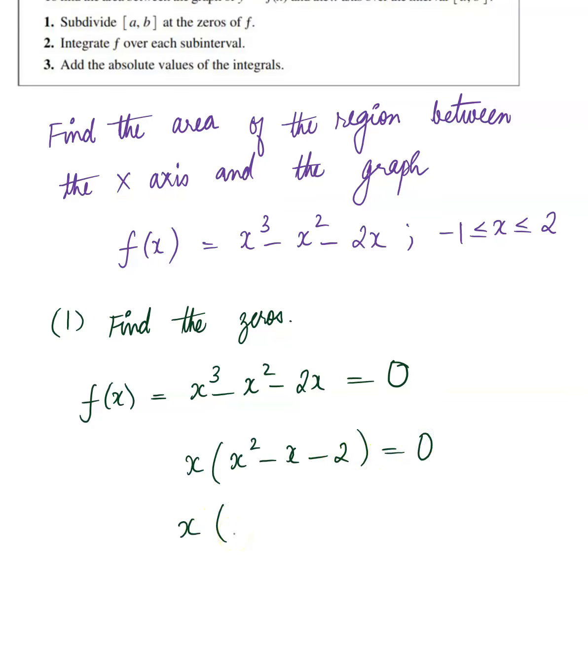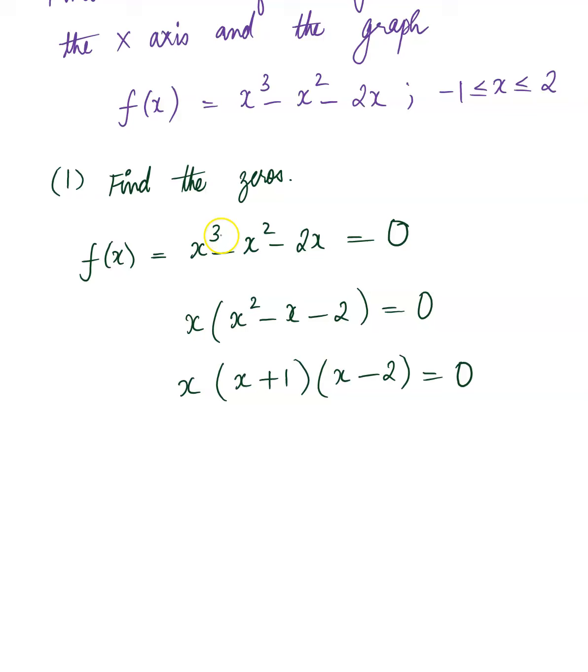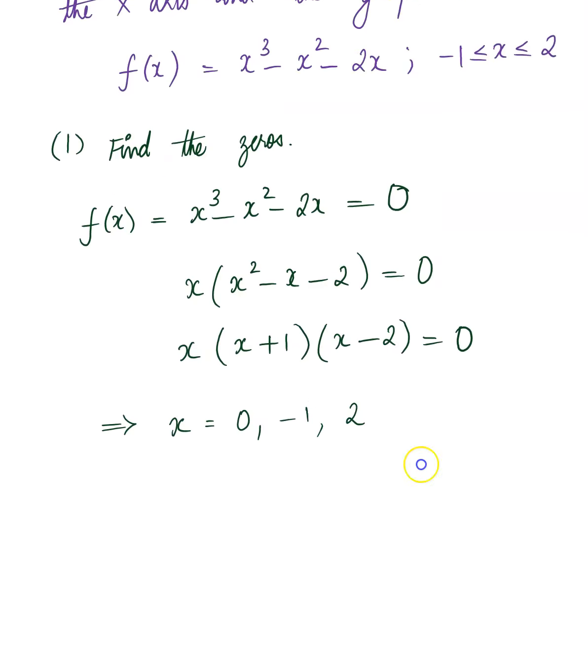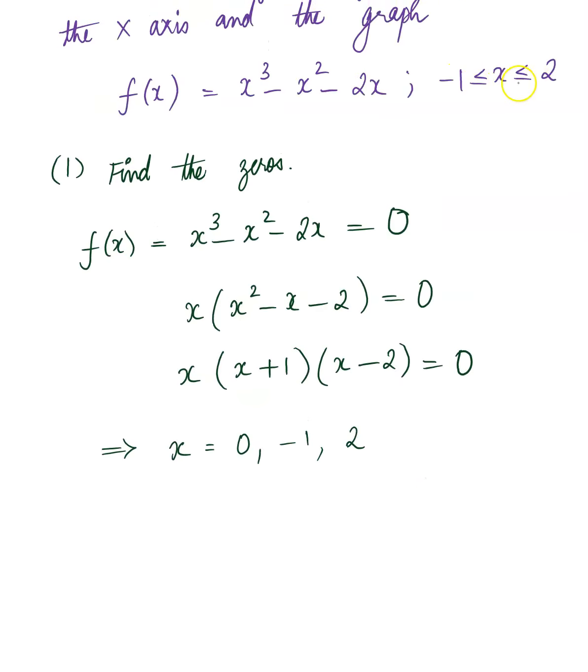You can pause the video and do the factorization yourself. There should be a minus. So you've got these 3. You have the degree as 3, so you should have 3 x values. So 3 zeros are 0, negative 1, and 2. All right. So we don't have a visual, but you can see that you're looking from negative 1 to 2, and you do have zeros occurring at the end points, and there is a 0 in between at 0.